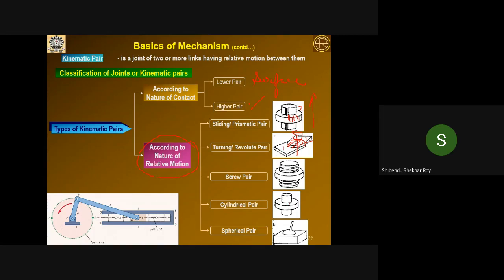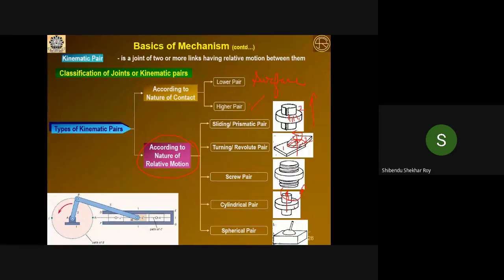Cylindrical pair means the difference here is that both rotation and translation are possible. So with respect to link 1, link 2 will translate as well as it can rotate. So both rotation and translation of link number 2 with respect to link number 1 is possible, and that is what is called a cylindrical pair.